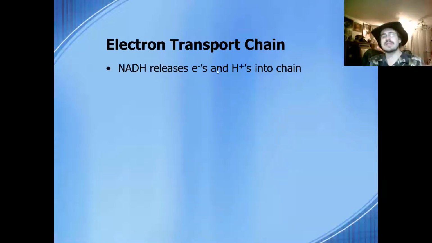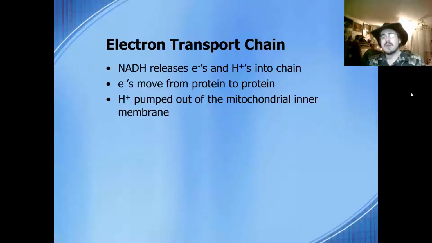NADH is going to release its electrons and hydrogen ions into the chain. And the electrons are going to move from protein to protein, whereas the hydrogen ions are going to be pumped out of the mitochondrial inner membrane and into the intermembrane space, the space between the mitochondrial outer membrane and the mitochondrial inner membrane. So you're essentially cranking a bunch of hydrogens into the intermembrane space.